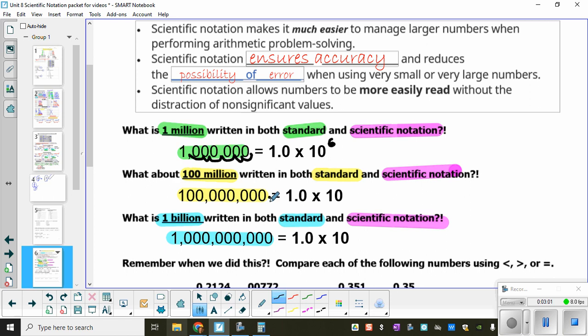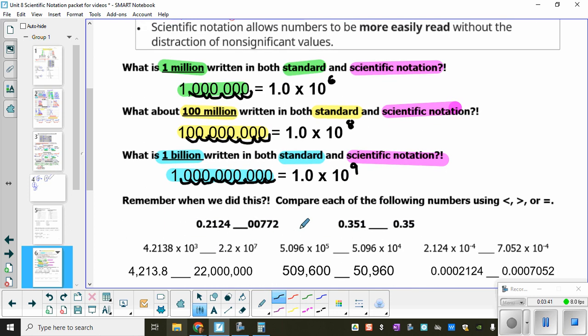For 100 million, we would count back 1, 2, 3, 4, 5, 6, 7, 8 times. So 100 million is 1 times 10 to the 8th. 10 to the 8th is 100 million. And a billion, y'all, if we count, that's 1, 2, 3, 4, 5, 6, 7, 8, 9. So 1 times 10 to the 9th, that's a billion. So seeing 1 times 10 to the 6th, that's a million. 1 times 10 to the 8th, that's 100 million. And 1 times 10 to the 9th, that would be a billion.